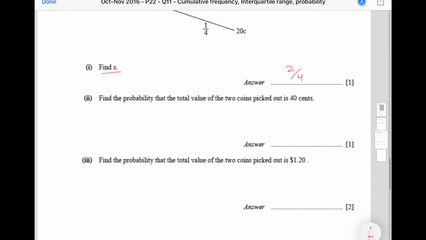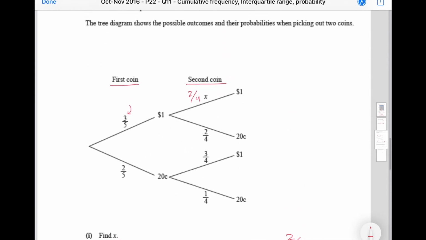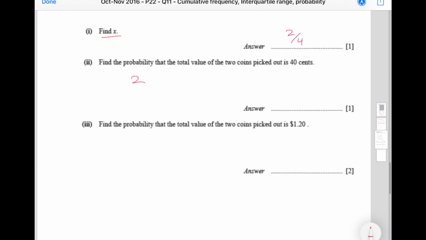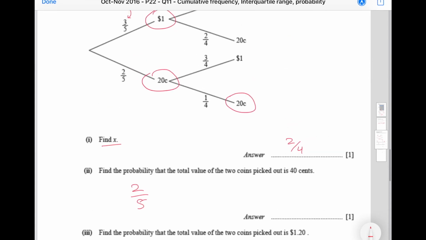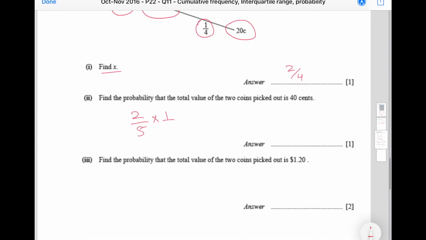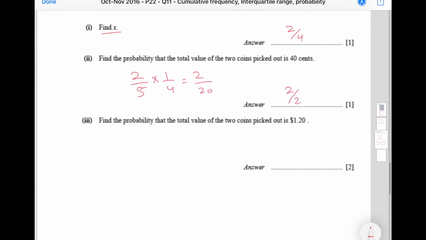The next part says find the probability that the total value of the two coins picked out is 40 cents. In order to get 40 cents, you cannot pick out anything in this branch of the tree. However, you can pick out this and this, because 20 and 20 make 40. So you multiply the probabilities, 2 over 5 and 1 over 4, and you get 2 over 20, which is your answer to this part.